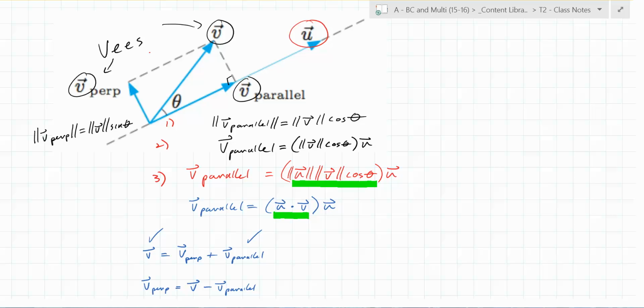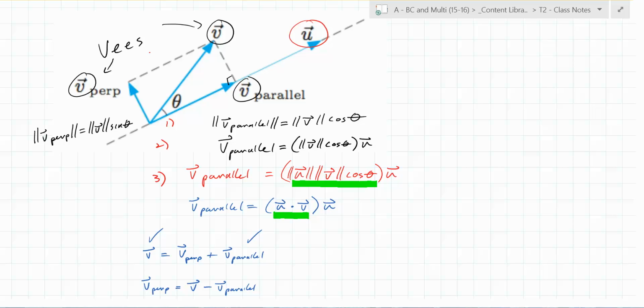No. So the point is this. This is the magnitude we want, and this is the direction we want to go in. So V parallel is this magnitude times that direction. As long as you have the direction in what magnitude? Unit vector. Are you with me so far?